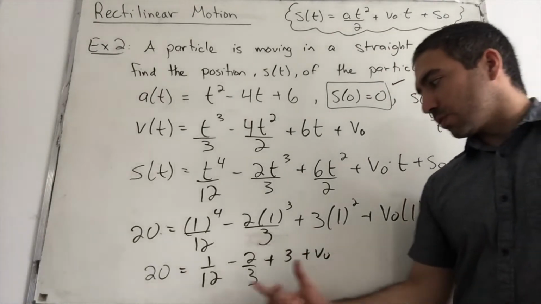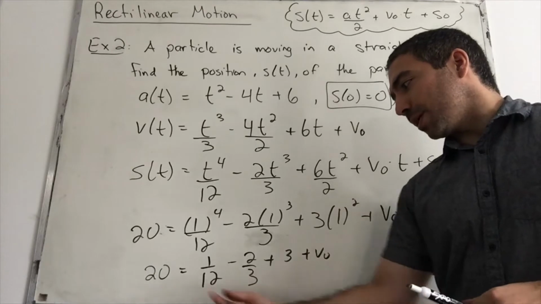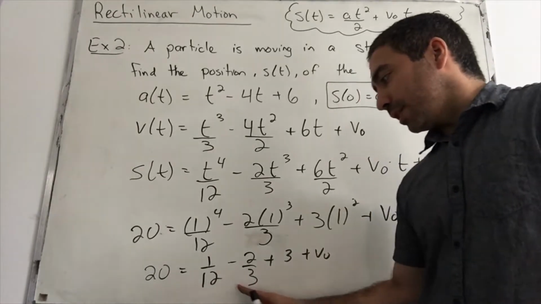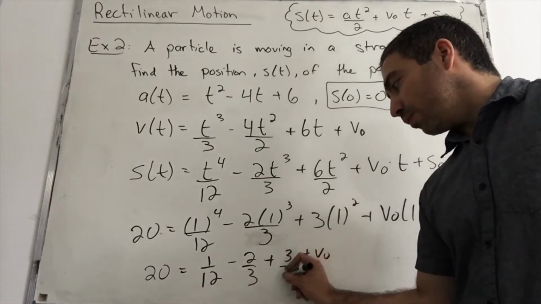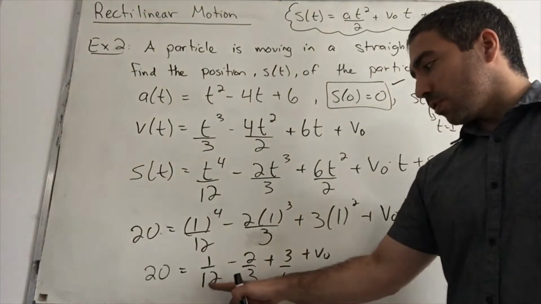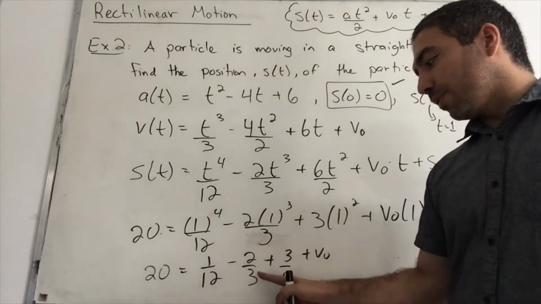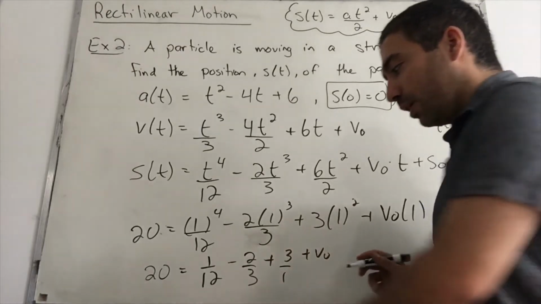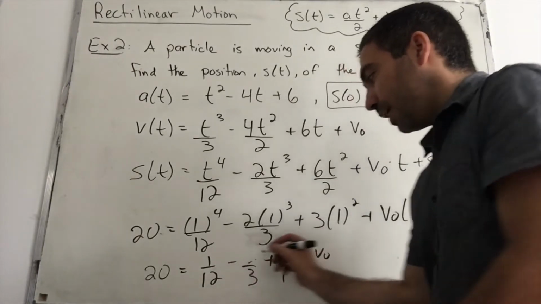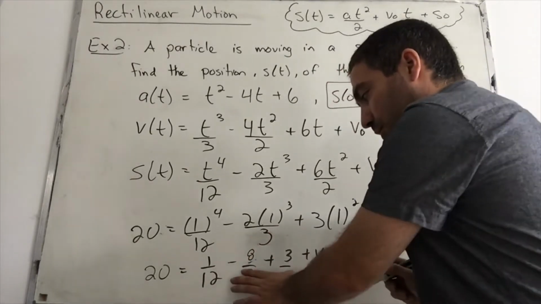Okay. So let's go ahead and find this. Let's find the common denominator for each. The common denominator in this case, of 12, 3, and 1, would be 12. So the 1 over 12 will stay. For 2 over 3, we're going to multiply the top and the bottom by 4, giving us 2 times 4 is 8, and 3 times 4 is 12.